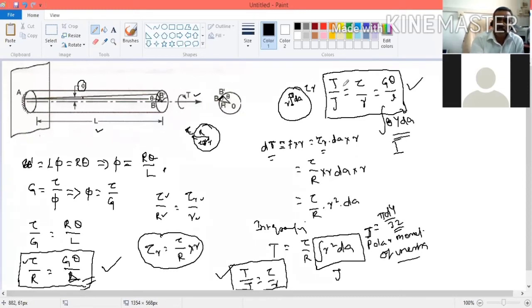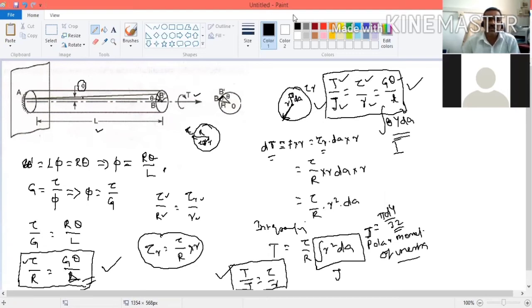What is T? T is applied torque. What is J? J is equal to polar moment of inertia. What is tau? Tau is equal to shear stress. And what is R? R is equal to radius of the shaft. Actually here you have to put capital R, that is the outermost radius. Then G is equal to modulus of rigidity. What is theta? Angular twist, angle of twist. What is L? L is equal to length of the shaft. So this is the torsion equation.